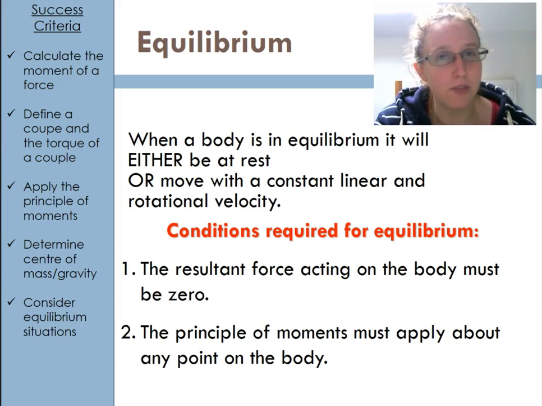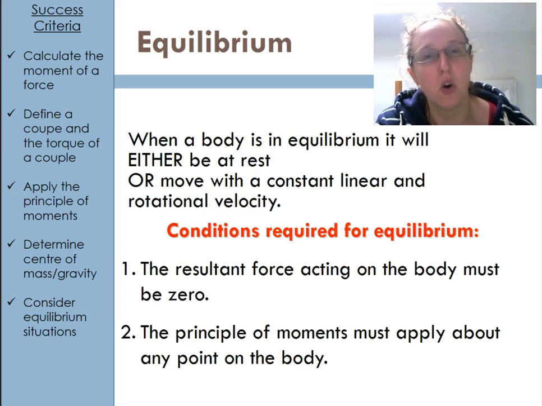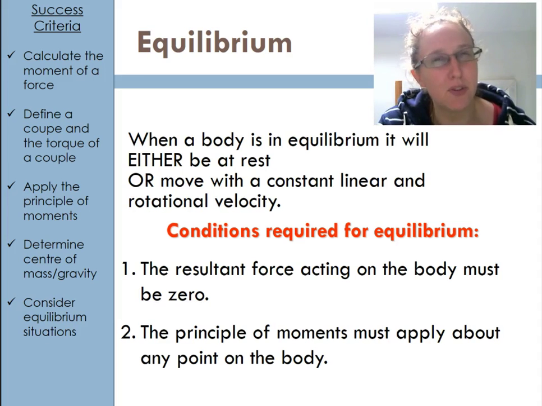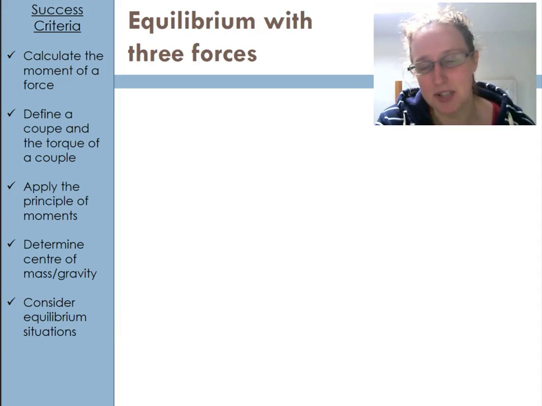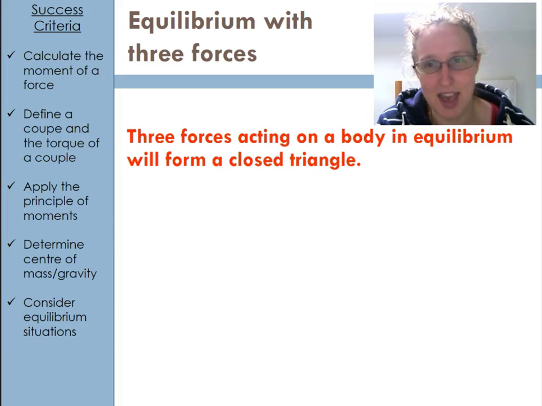Now, we've often only thought about simple situations where we've only got 2 forces, or we've got 3 forces but they're all coplanar. What we're going to think about is what happens if we have 3 forces that are not coplanar. And in that case, it's actually not that difficult. The 3 forces acting on the body, if it's in equilibrium, would form a closed triangle.